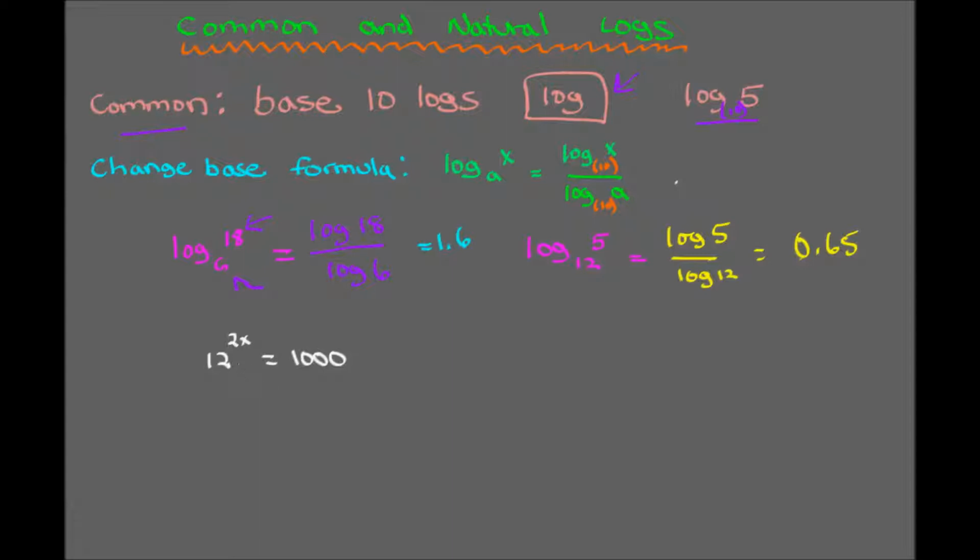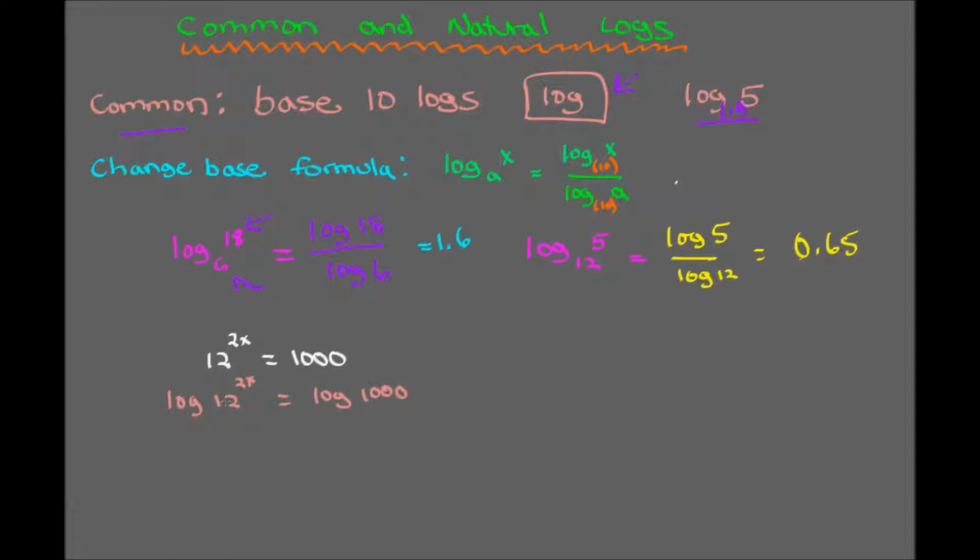So finally, before we end our discussion on common logs, let's do this problem really fast. We have 12 to the 2x is equal to 1,000. So how are we going to find that and then use a calculator to find the exact value? First we need to get rid of this exponent here. So we're going to log both sides. Basically we're going to make both sides into a log. So log 12 to the 2x is equal to log 1,000.